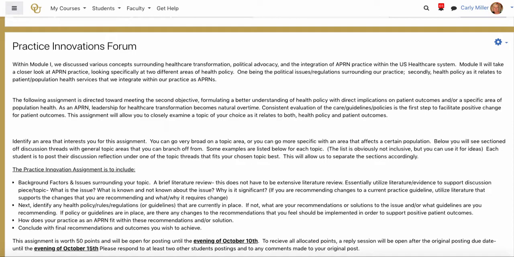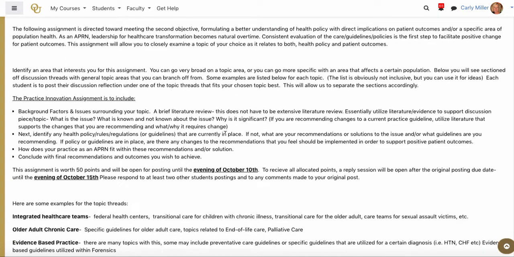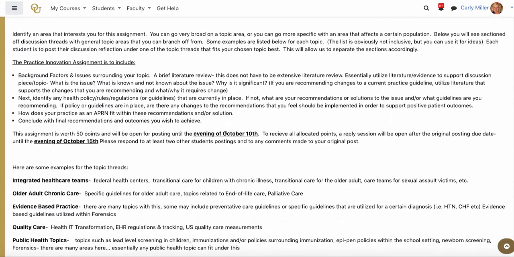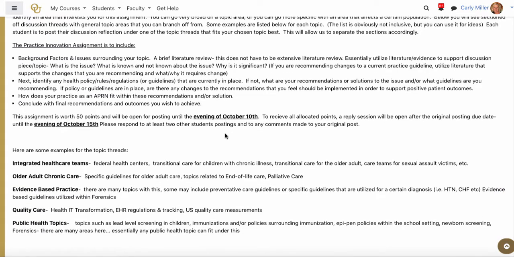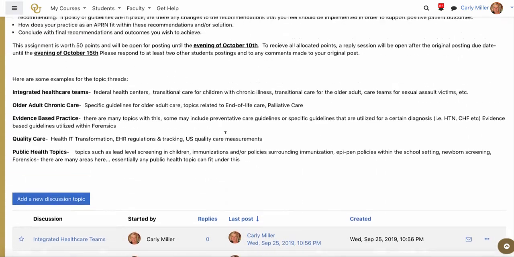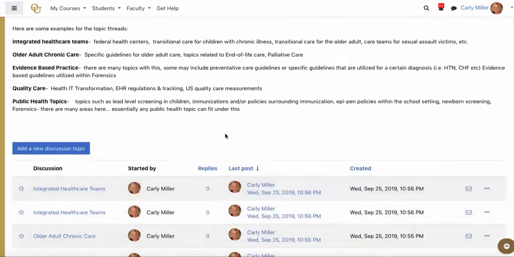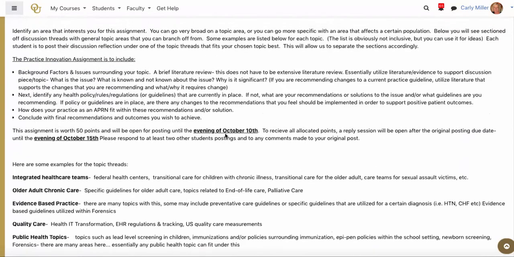And I did different discussion threads that you can branch off of. It's not inclusive. I just posted them for ideas. So obviously, at the bottom, you'll see I have all these posted, but you only pick one. You don't need to answer all of these. You pick one area and post it under the one that it fits best under.